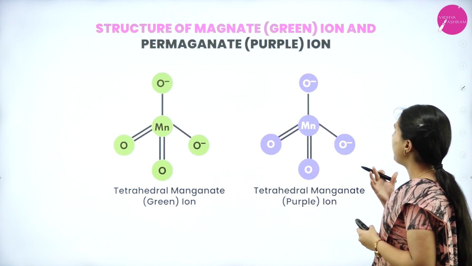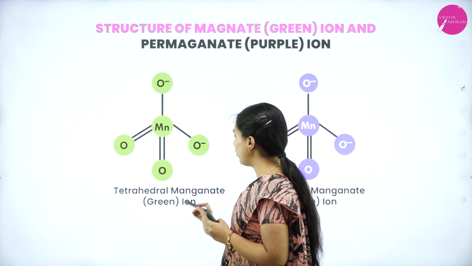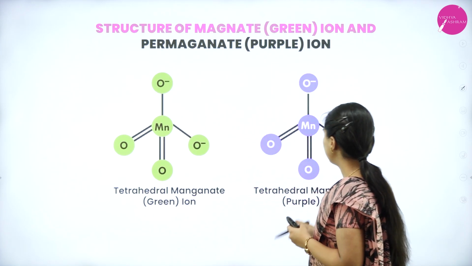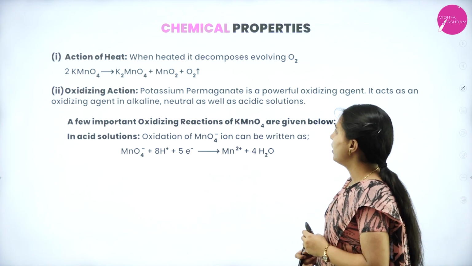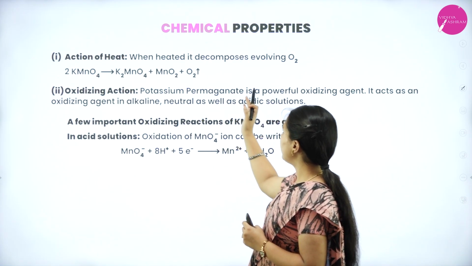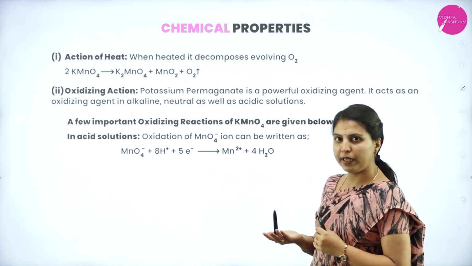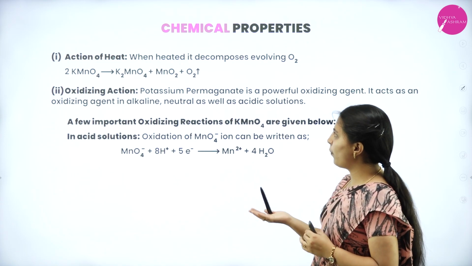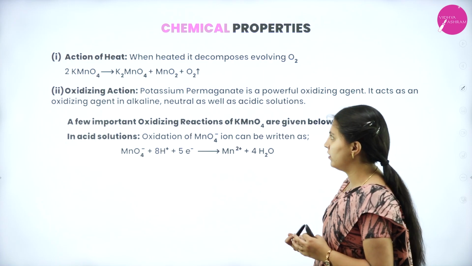Structure of manganate ion and permanganate ion. This is the tetrahedral manganate ion in green color. This is the tetrahedral permanganate ion in purple color. Next, chemical properties. Action of heat: when heated, it decomposes evolving oxygen. Like potassium dichromate, potassium permanganate also, when heated, decomposes and liberates oxygen.